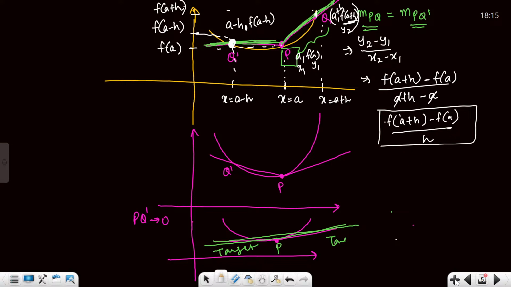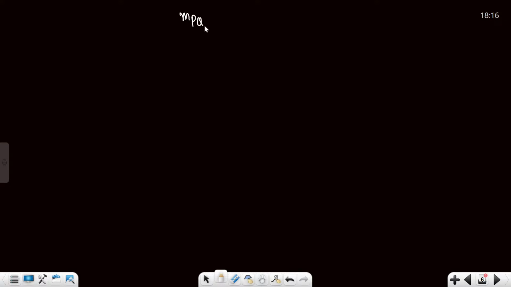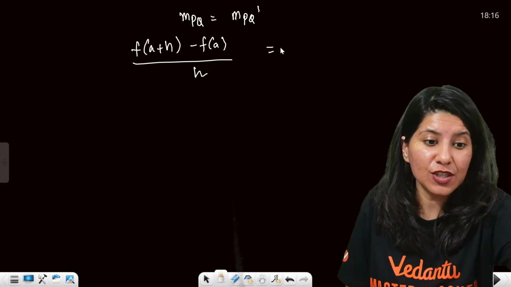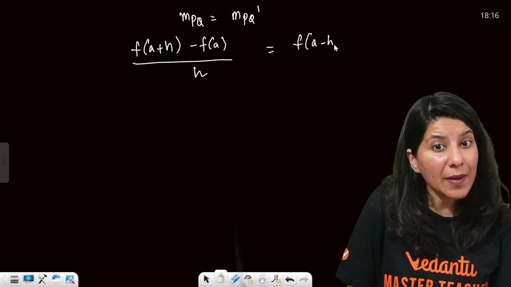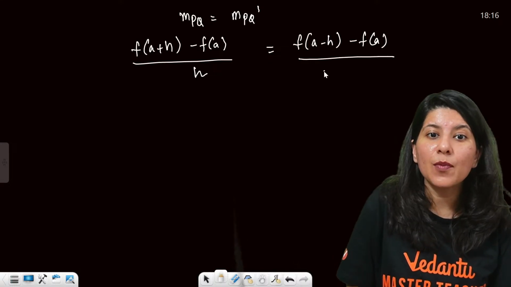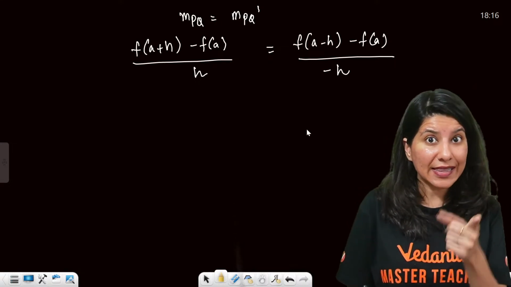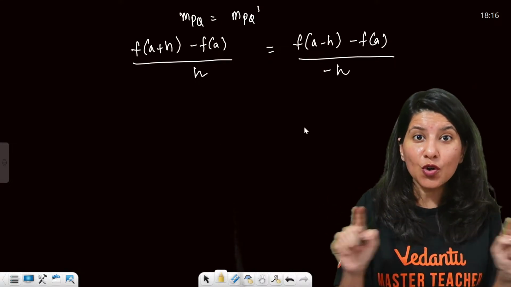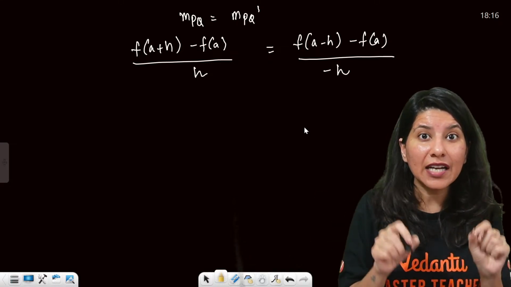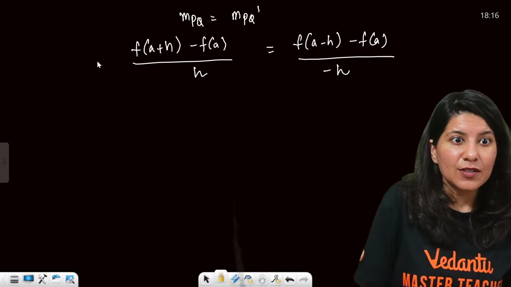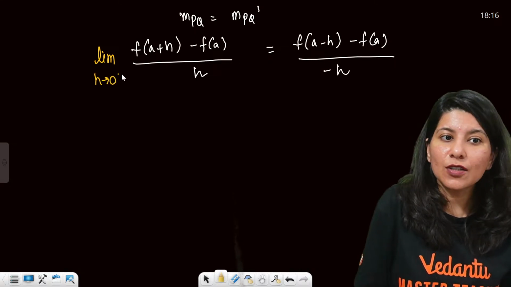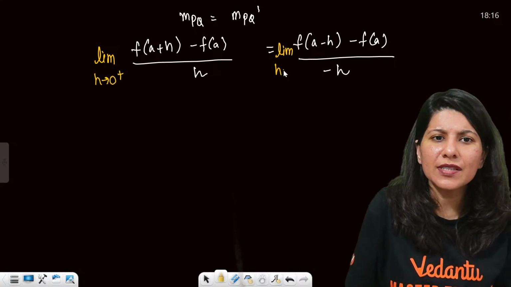Now similarly, if I find the slope of PQ dash, so MPQ is equal to MPQ dash. Slope of PQ is f of A plus H minus f of A upon H, and slope of PQ dash is f of A minus H minus f of A upon minus H. If these two are equal, then what will happen? You will be able to draw a unique tangent on that point P. Yes or no? Basically here H is tending towards 0 positive, H is a small positive number.